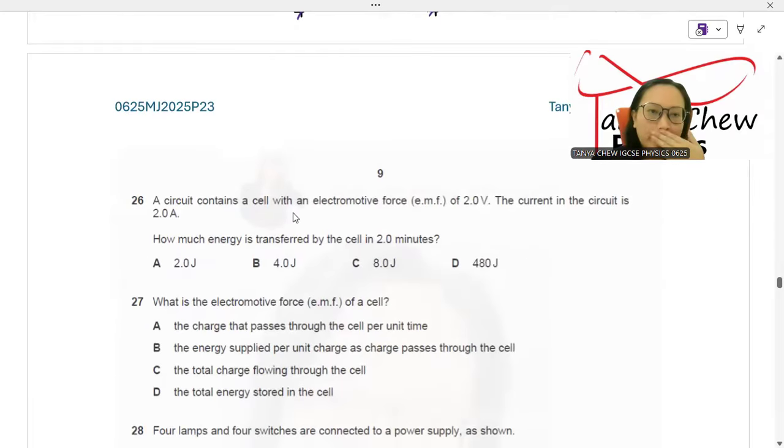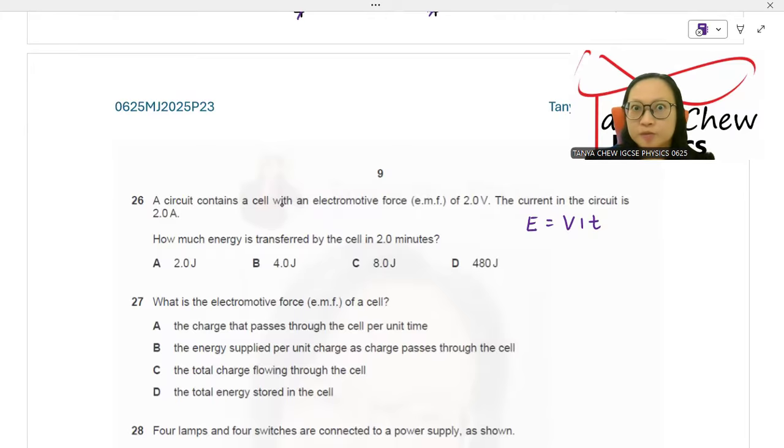Number 26. A circuit contains a cell with an electromotive force of 2 volt. Current in the circuit is 2 ampere. How much energy is transferred by the cell in 2 minutes? I am going to use E equals VIT. But bear in mind, look at the 4 choices here. All the energies given are in joules. So that is why you have to make sure that the time is in second.